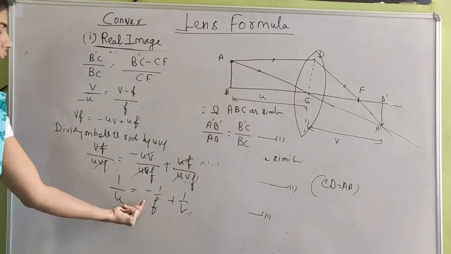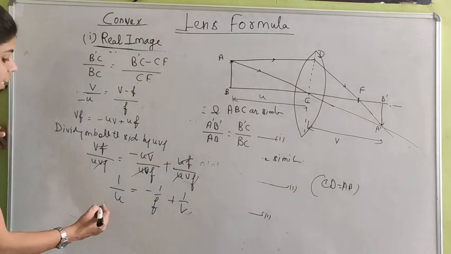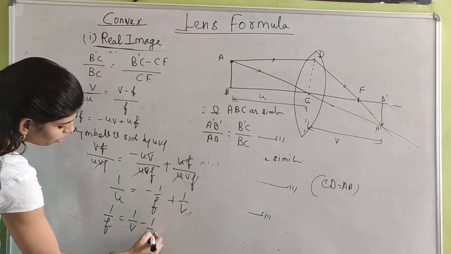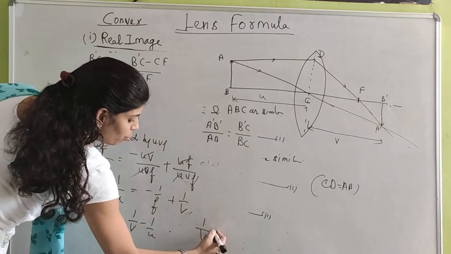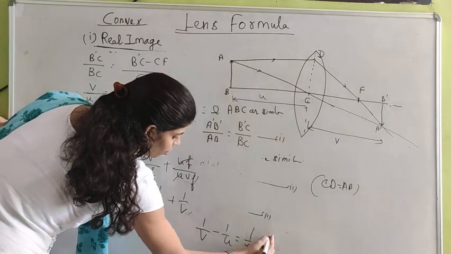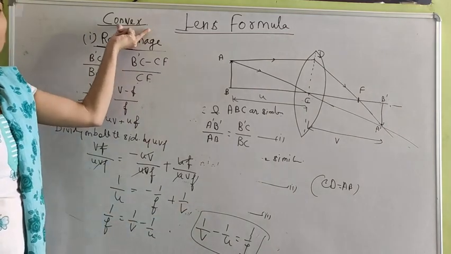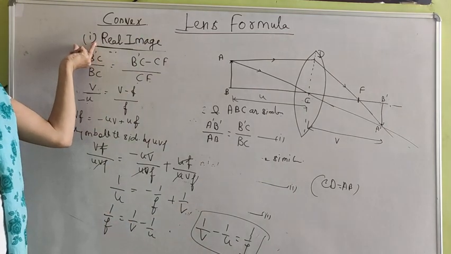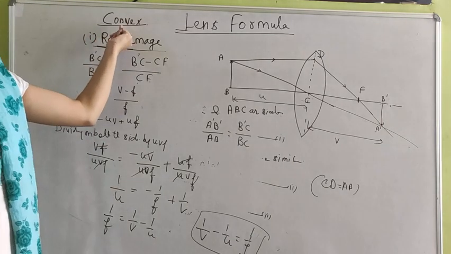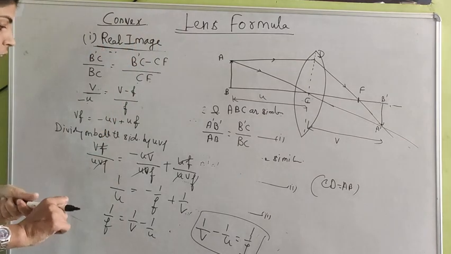So we will take F to this side and we will take 1 by U to that side, and it would become 1 by F is equal to 1 by V minus 1 by U, or we can write 1 by V minus 1 by U is equal to 1 by F. This is the lens formula for convex lens when the image formed is a real image. In the same way, we will derive the lens formula for when the image formed is a virtual image.